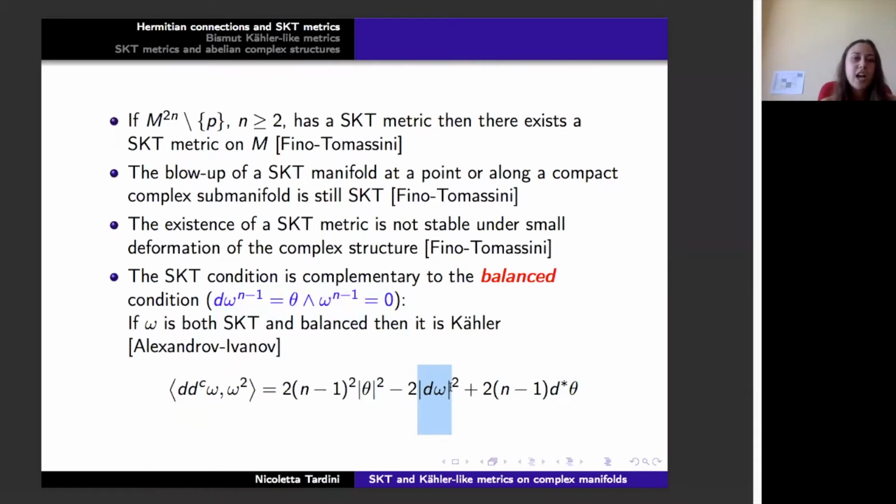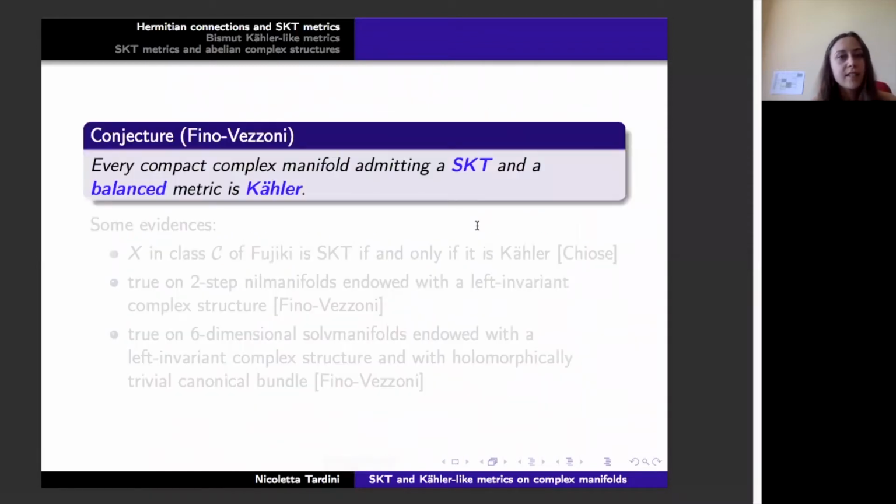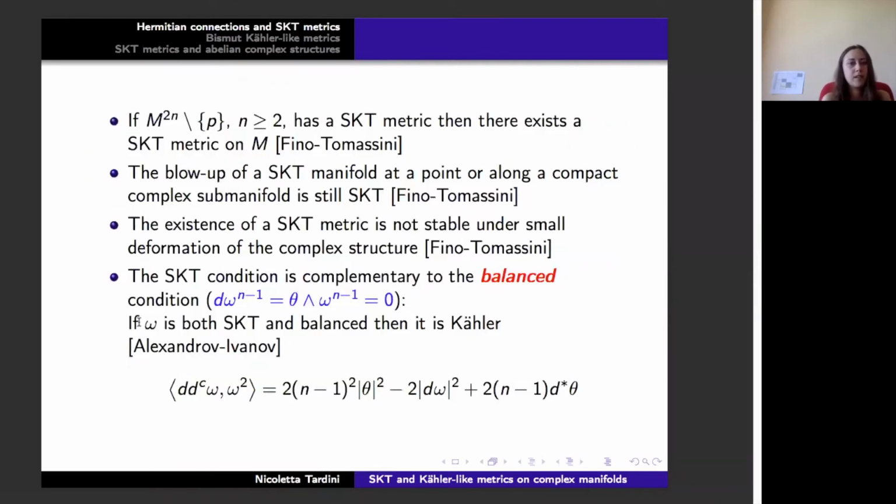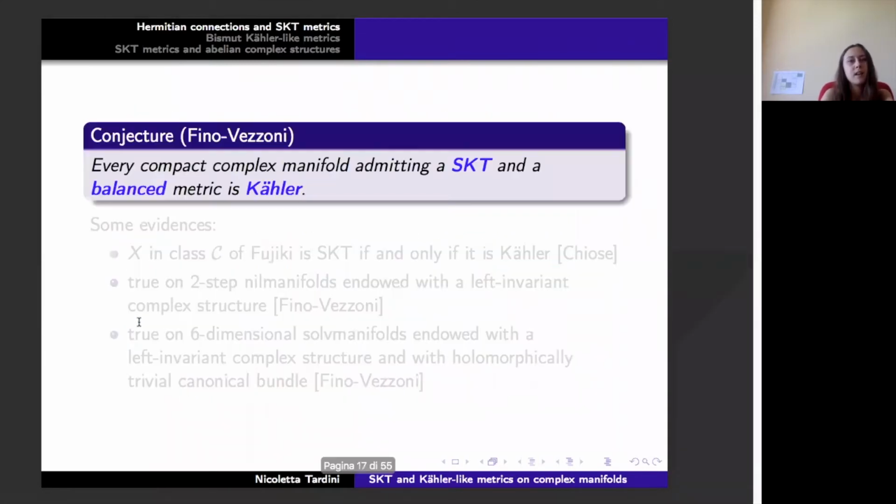But in fact, there is a conjecture that is more general than this, because Vezzoni conjectured that SKT and balanced metrics cannot coexist on the same manifold. So the conjecture is that if you have a compact complex manifold with an SKT metric and another metric that is balanced, then in fact there exists a third metric that is Kähler. The conjecture holds if omega is both SKT and balanced, but it seems to be true more generally.